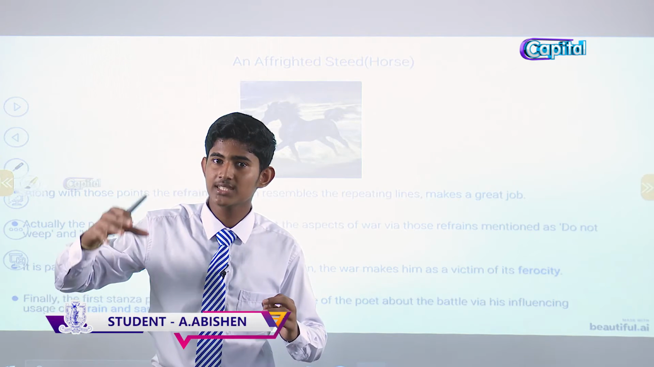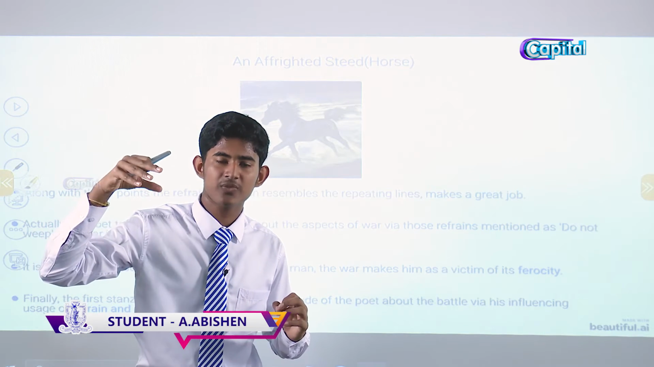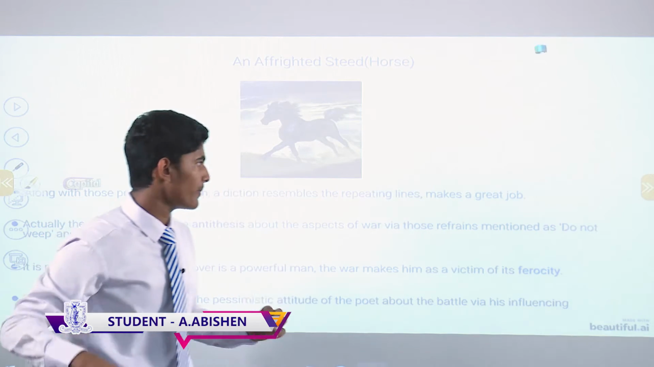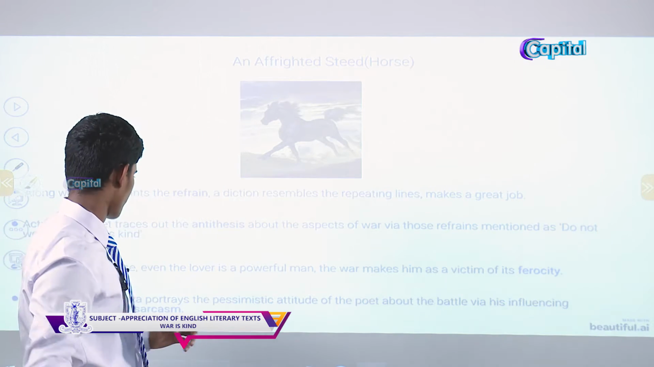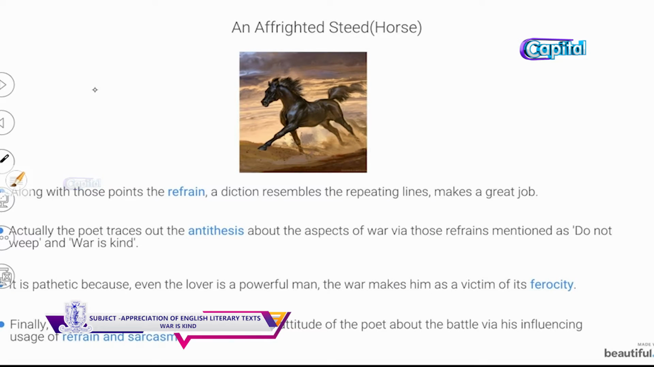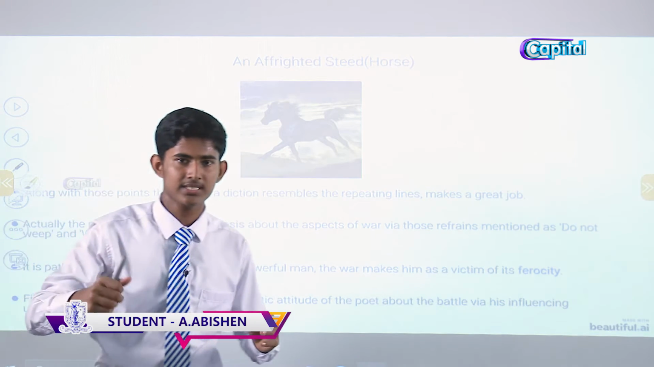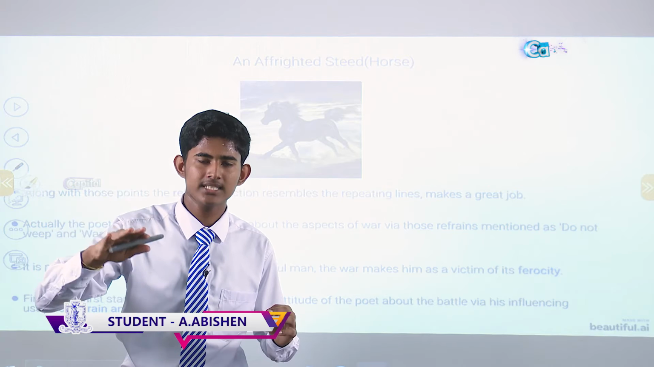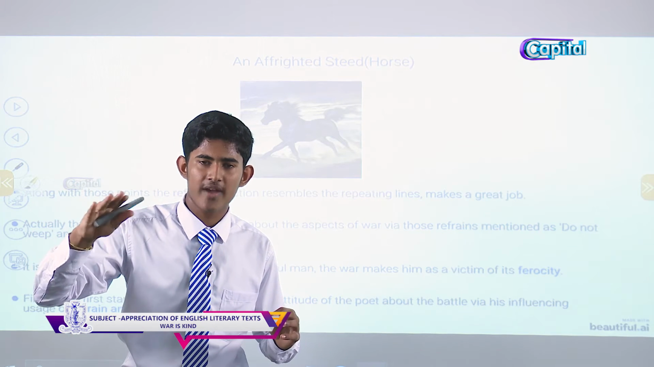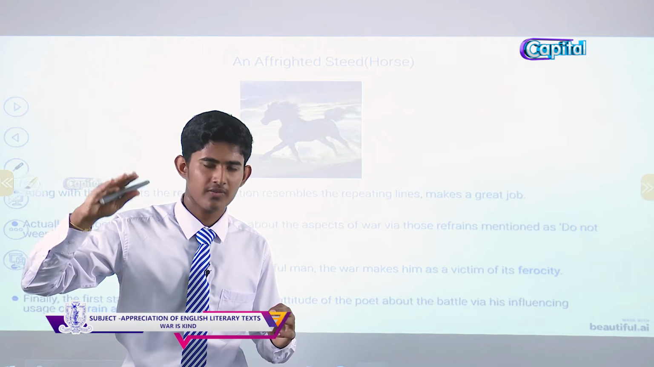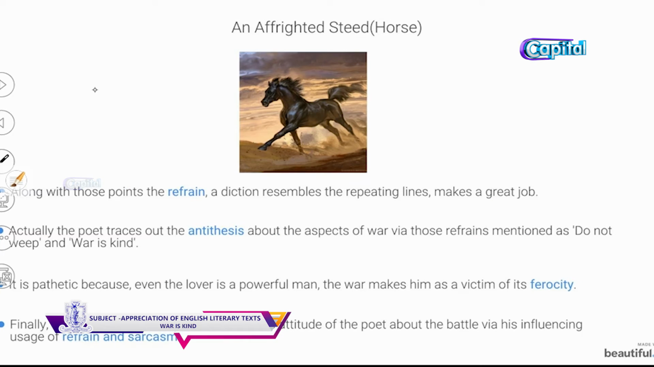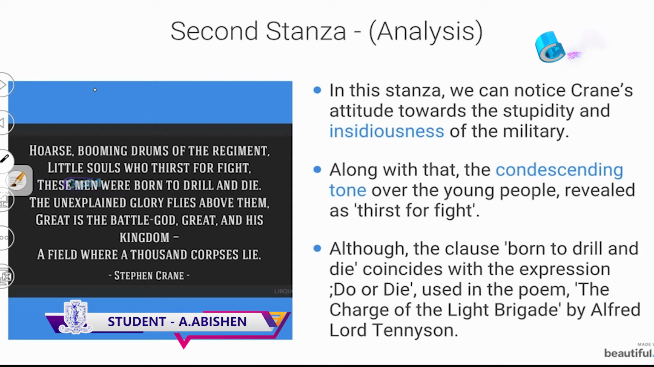He wants to emphasize the fact and insist his theme into the reader's mind by negating the glorification of the war. Then the antithesis made by him, along with sarcasm and refrains. Using these in the first stanza, the poet makes an antithesis about war by telling the authentic fact about the war's ferocious deeds and its aspects and negating its glorification. Hope you understand. We are moving to the second stanza analysis.